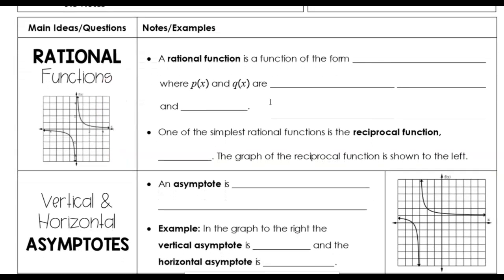So like I was saying before, rational functions you guys learned in algebra. All of this you have learned before. Nothing we're going over today is new to you. All right? That being said, what does the equation of a rational function look like?